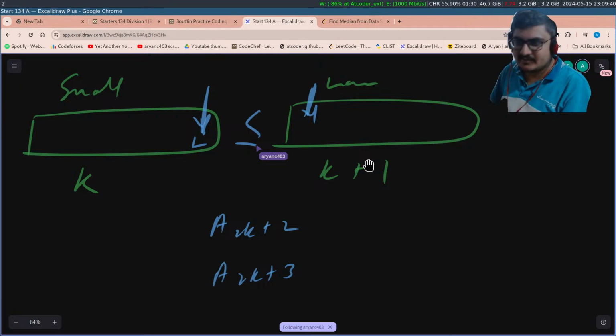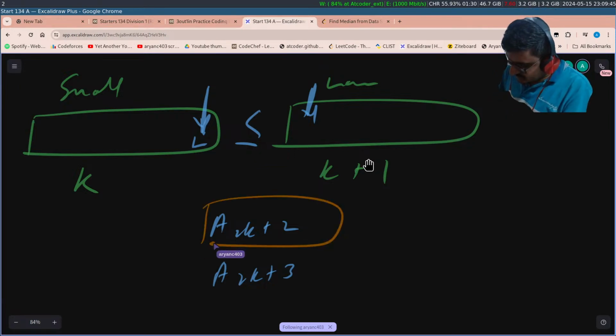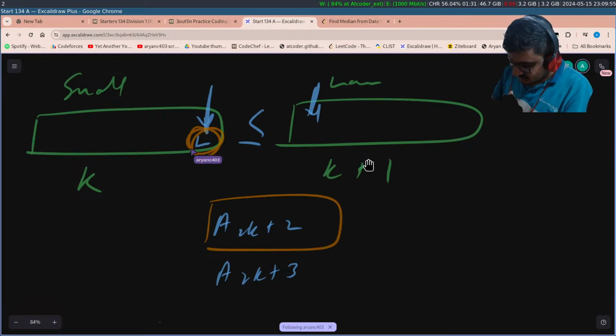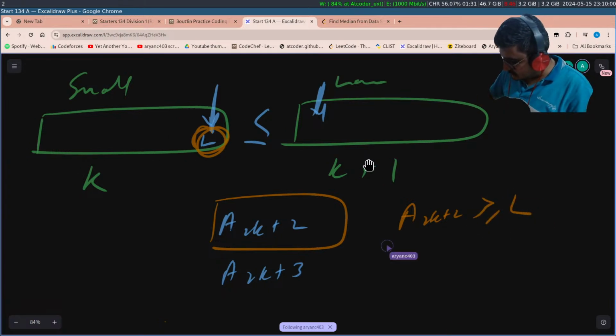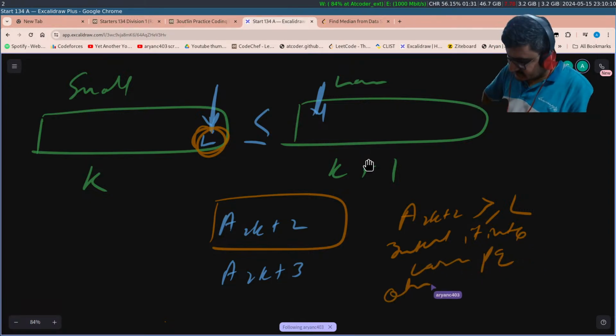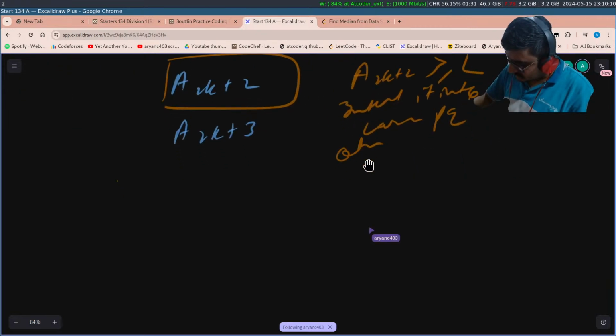So first we can arbitrarily insert. If AK is the largest value we have in the smaller set, let's say, if A2K plus 2 is greater than or equal to the largest set's minimum, insert this value into the large queue. Otherwise, insert this value into the smaller queue.